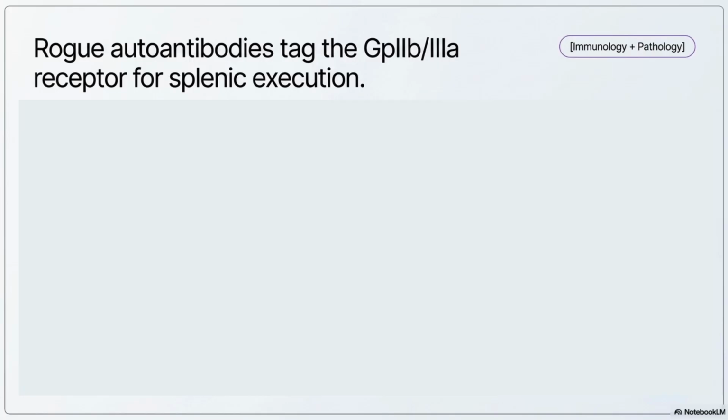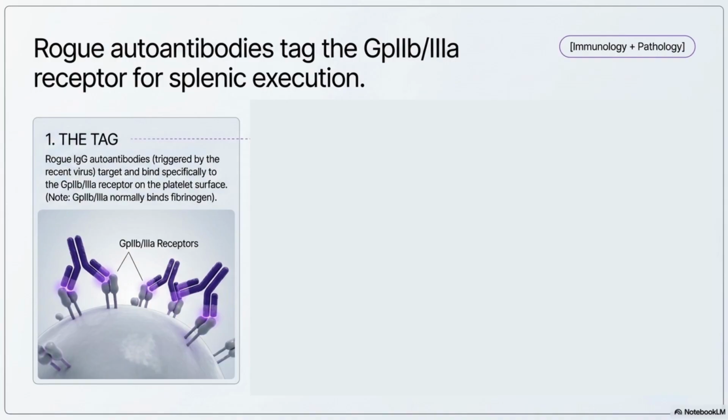Rogue autoantibodies tag the glycoprotein 2B3A receptor for splenic execution in 3 steps. First, the tag. Rogue IgG autoantibodies, which were triggered by that recent virus, target and bind specifically to the glycoprotein 2B3A receptor on the platelet surface. Note that this receptor normally binds fibrinogen.